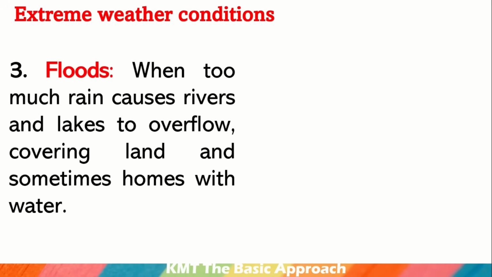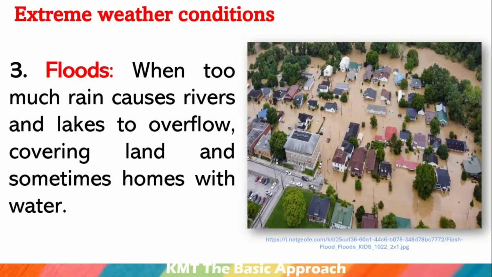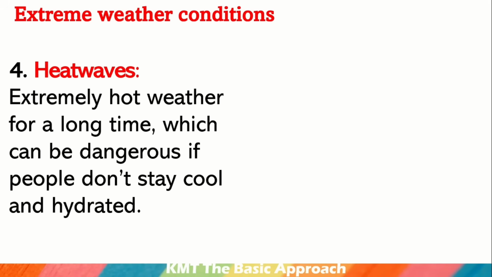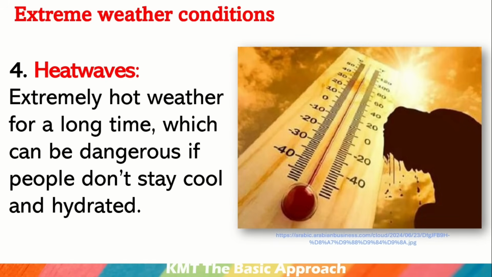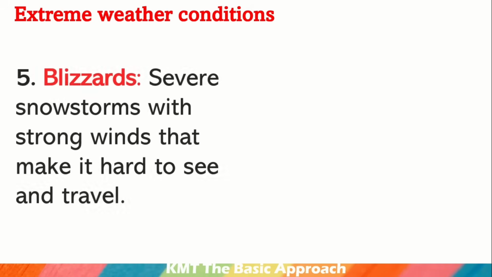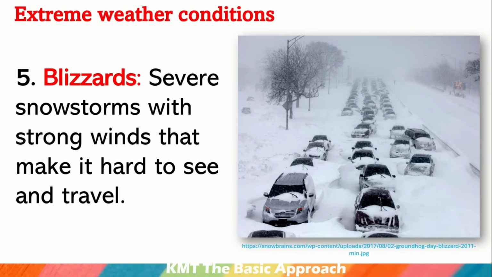Number 3. Floods. When too much rain causes rivers and lakes to overflow, covering land and sometimes homes with water. Number 4. Heat waves. Extremely hot weather for a long time, which can be dangerous if people don't stay cool and hydrated. Number 5. Blizzards. Severe snowstorms with strong winds that make it hard to see and travel.